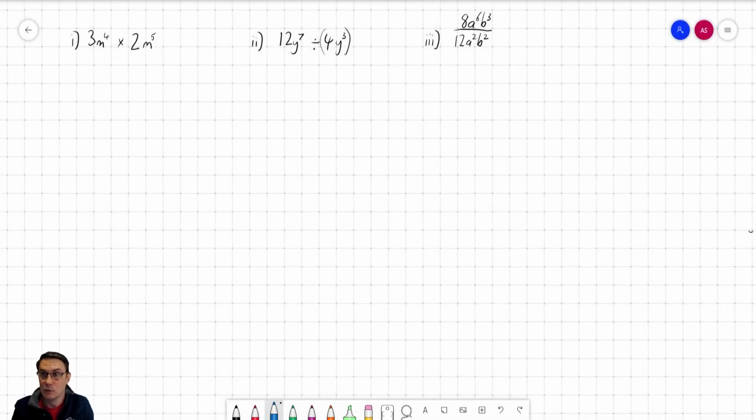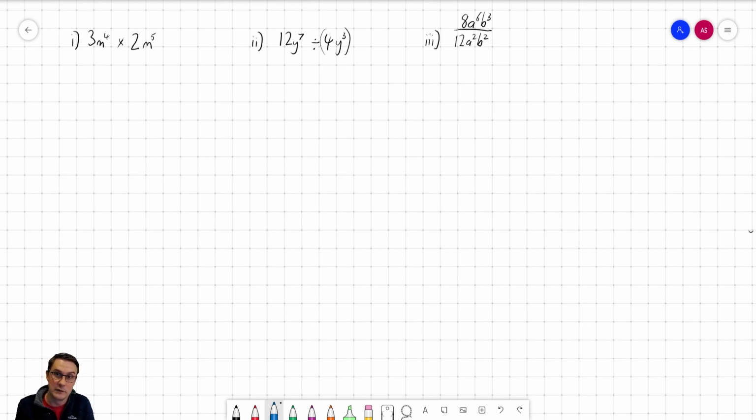Amazing people. Now we're looking at more complex algebraic terms, which we are then multiplying and dividing to work out simplified indices. So in this first example here, we've got 3m to the power of 4 times 2m to the power of 5. Now the key to working through these is to break it down into parts.